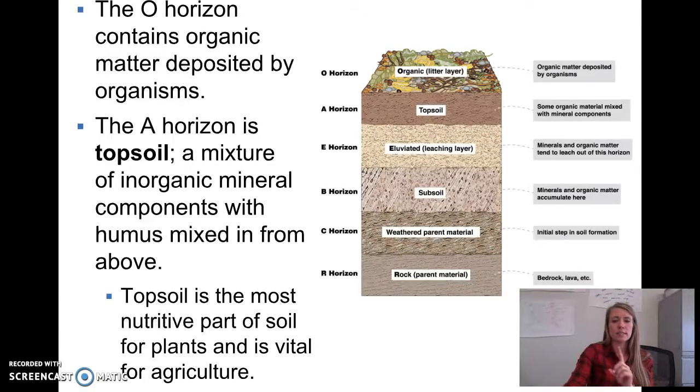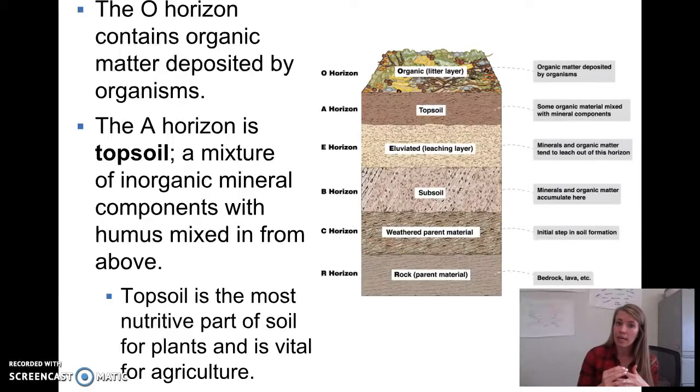So there are 6 horizons, and we're going to talk about them, but there's only really 4 that you need to know. Okay, so the first one is the O horizon. It's on top. It stands for organic. It's the litter layer. This is where the organic material falls and then decomposes. So this would be made up of leaves, dead animals, waste, all of those sorts of things.